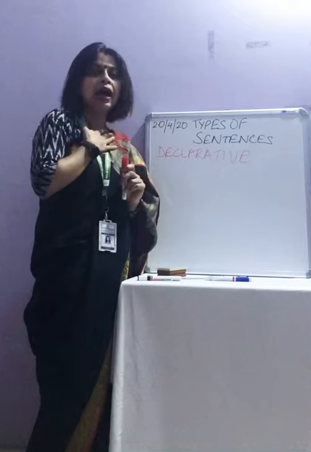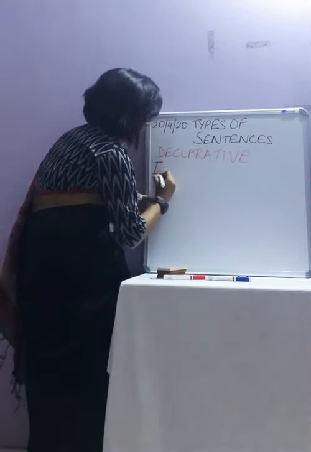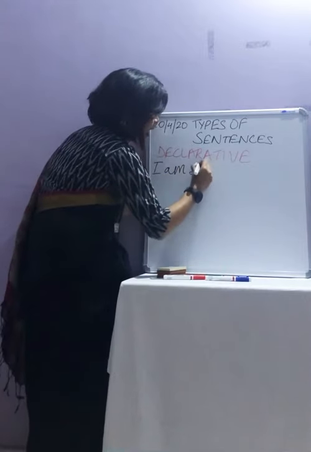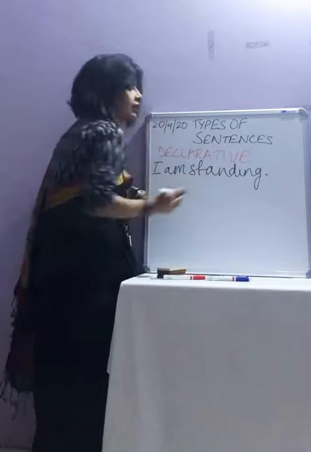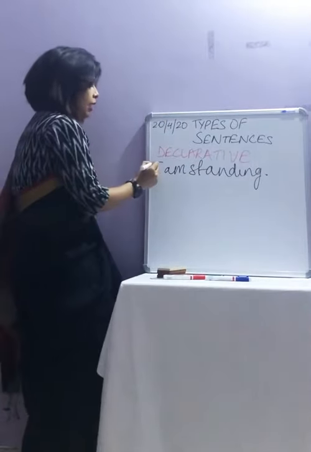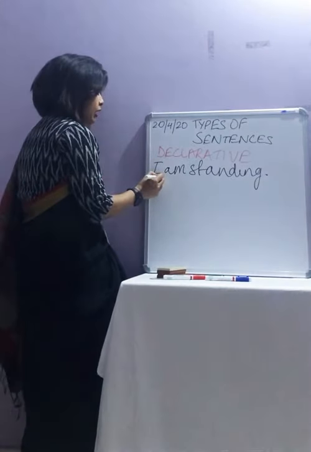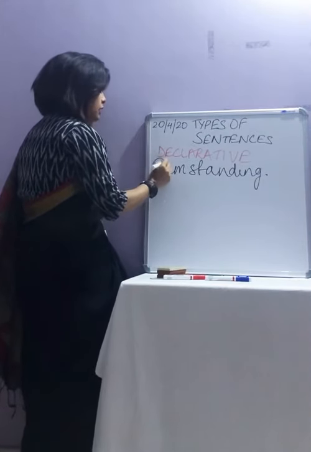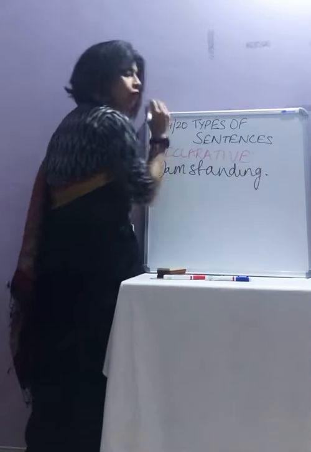Like, I am standing. This is a declarative sentence. Why? Because it is telling about whom? About Gargi ma'am. This is the subject. I, so the first letter begins with a capital and it ends with a full stop.